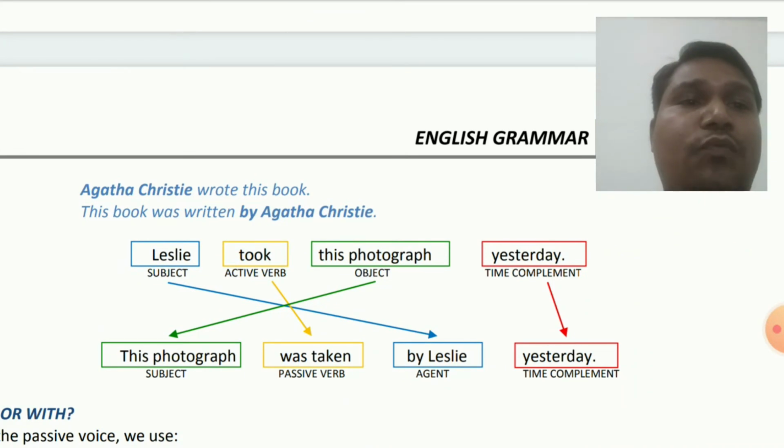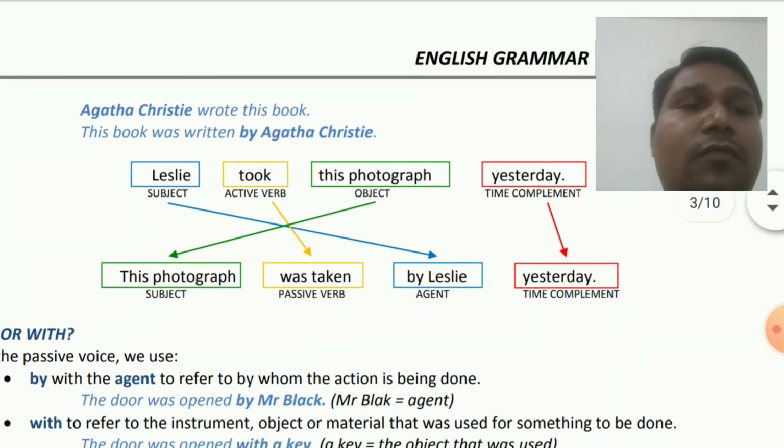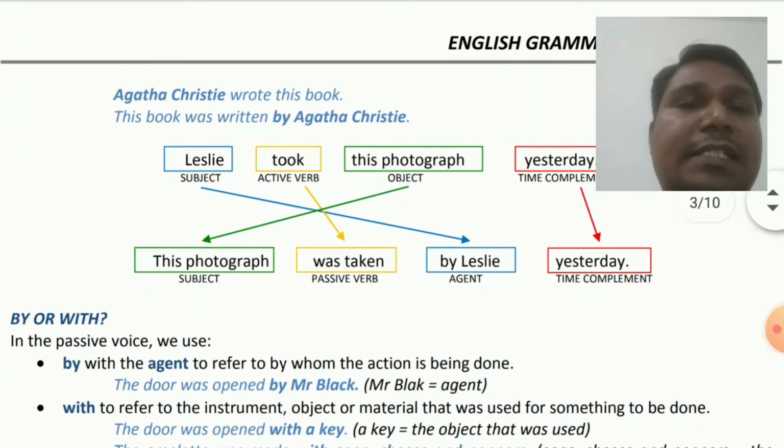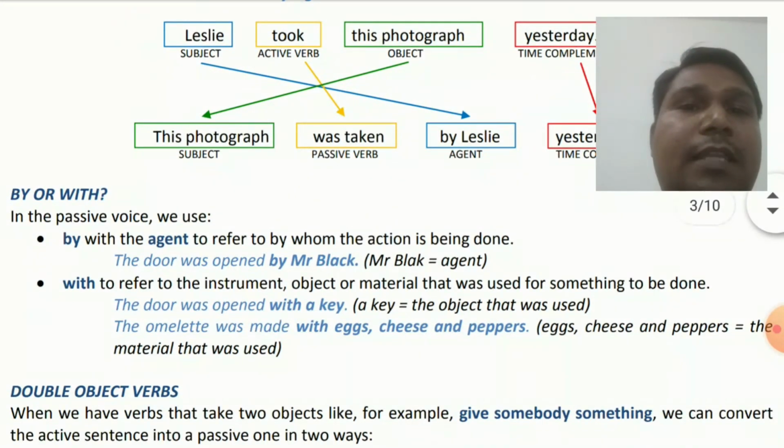Leslie took this photograph yesterday. Here, Leslie took this photograph yesterday. So the object, this photograph, will become the subject. Took is the verb, it will change into the passive verb, that is was taken, and Leslie, the subject, will become an agent, by Leslie. The time complement or other words will remain the same and will come at the end of the sentence, yesterday.